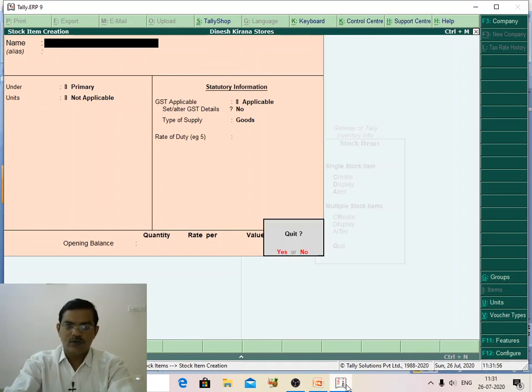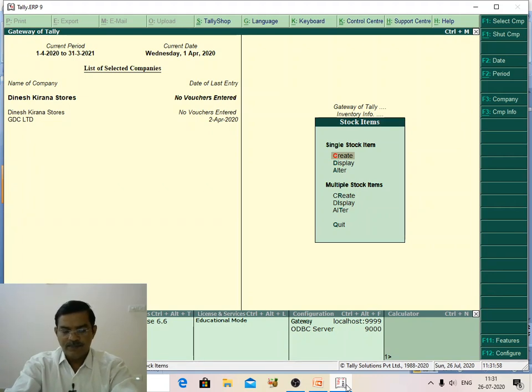In this Kirana store, for example, Dinesh Kirana store, these items are available. For example, one person visited Dinesh Kirana store. He wants to purchase a few items like 1 kilo rice, 1 kilo oil packet, a few biscuit packets and some powders also. So how are these transactions posted? I will show you in item invoice mode.